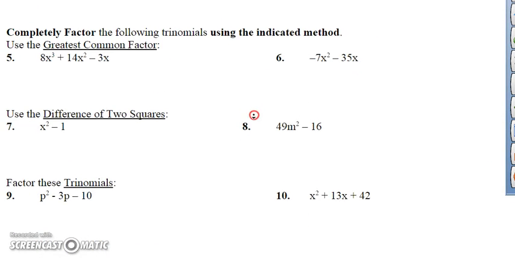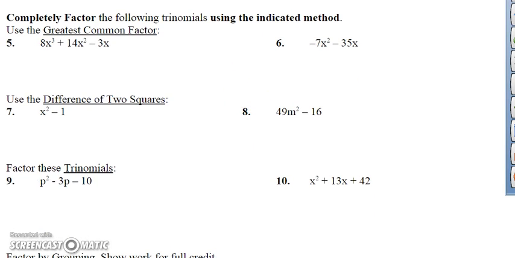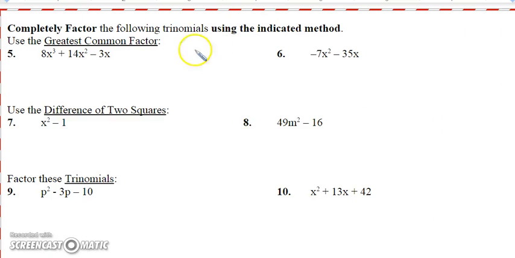Your next section will tell you what type of factoring method to do. So if it says use the greatest common factor, well, that's easy. We just take out the common terms. So for instance, in this one, there is no common term between 8, 14, and 3 other than 1. So we can't take anything out there.